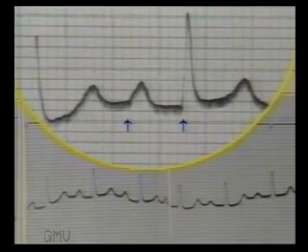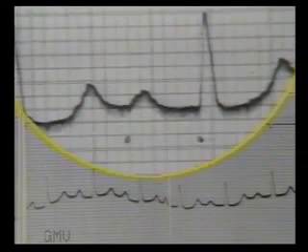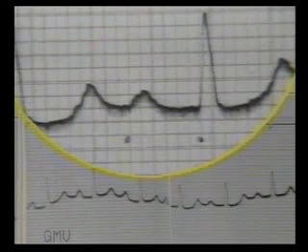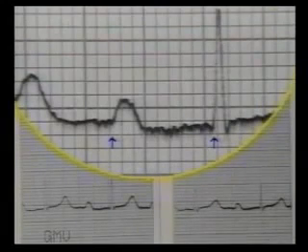But no beat is dropped. This is termed first degree AV block or first degree partial heart block. Note again, in another ECG, a PR interval of 6 small squares, and note in the lower strip that every P wave is followed by a QRS complex. Only the conduction is delayed in the AV node, resulting in a prolonged PR interval. Here is another ECG with a PR interval of 8.5 small squares, that is 0.34 seconds. All P waves are followed by QRS complexes. This is first degree heart block.